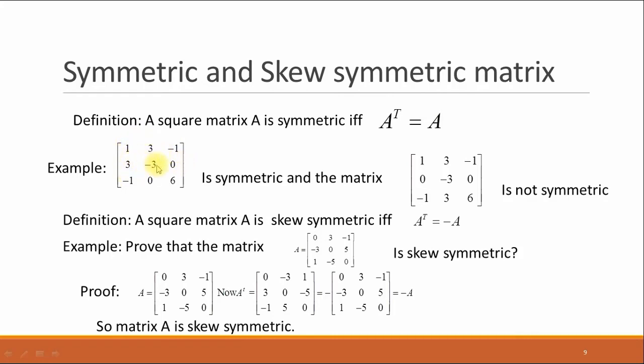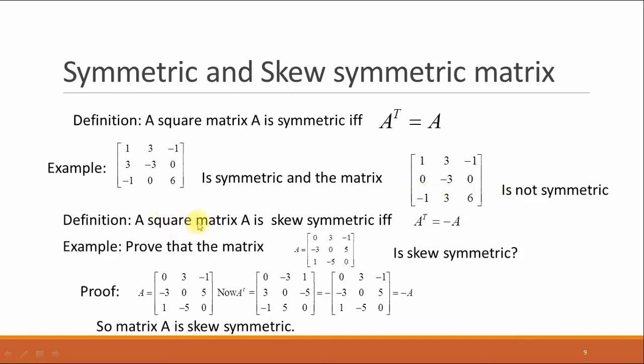If we shift this row to the column, again we get the same entries: 3, minus 1, 3, minus 3, 0. Similarly, if we shift this row to the column position, we get the same entries in this column: minus 1, 0 and 6. So this matrix is a symmetric matrix and this matrix is not a symmetric matrix. For example, if we shift this row to the column position, the column will be different. So this matrix is not symmetric.